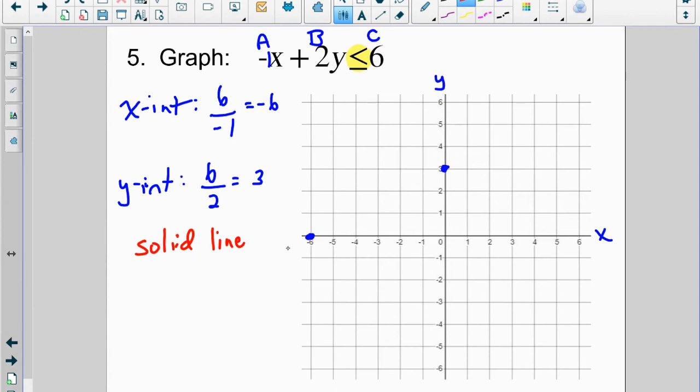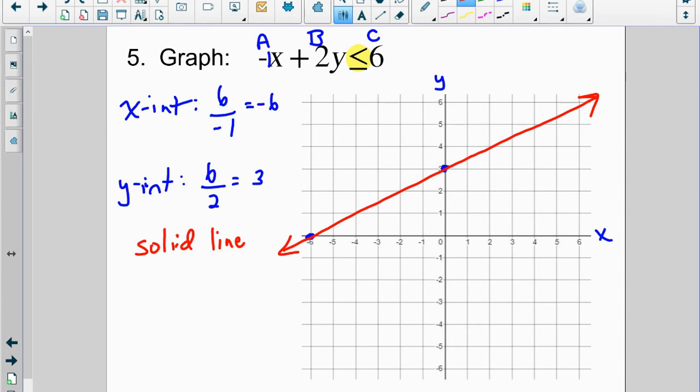So let's see if I can draw this straight the first time. There we go, solid line all the way across, going through both intercepts. Splits our graph into 2 sides. Now I can't just use my inequality to say, oh, it's a less than sign, shade below. It might be, but sometimes we shade above when we have standard form inequalities with less than signs.